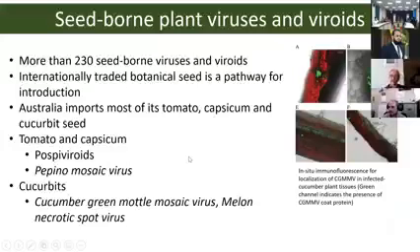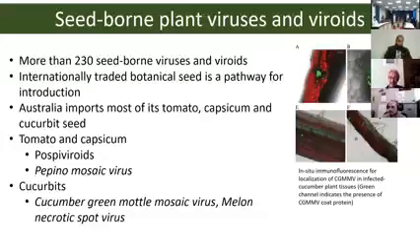Seed-borne plant viruses and viroids. We know so far that about 230 seed-borne viruses and viroids infect plants. Internationally traded botanical seed is a pathway for introduction. And as we import, for example in Greece, almost all the vegetable seed, we also import very many seed-transmitted viruses. Now I will show you an example.